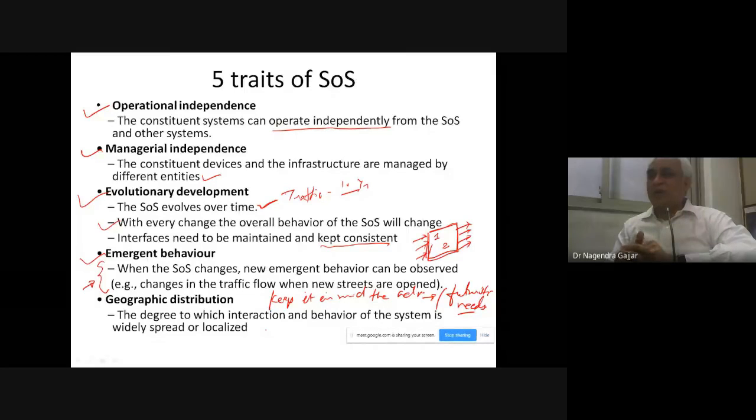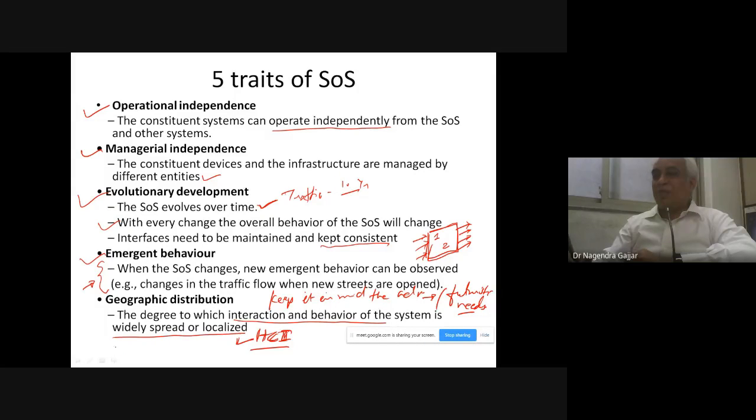So we need to look into the interaction. That's where a special branch of ideology has come up, which we call human computer interaction, right? We have HCI. So how do I design in the best possible way so that the interaction with the system and the behavior of the system is widely spread or localized? Whether I am designing at a global level or at a local level, these are the aspects that you need to take care of while designing the system of systems.